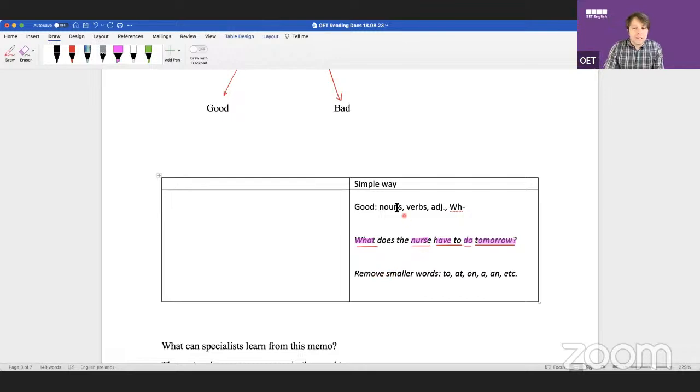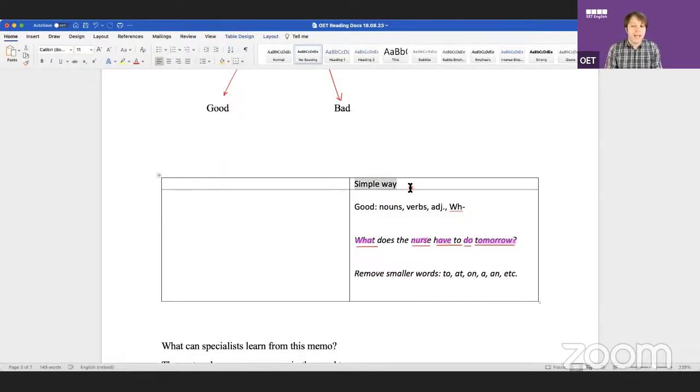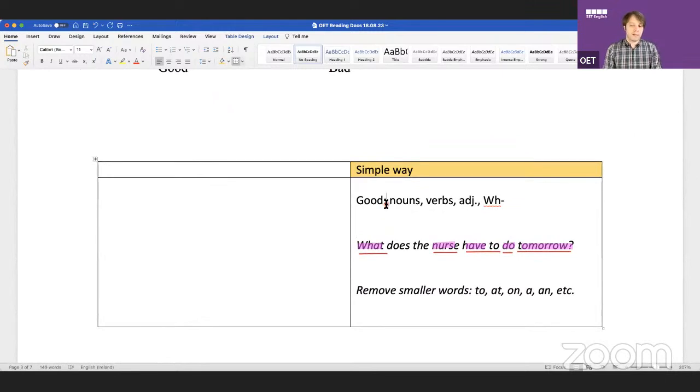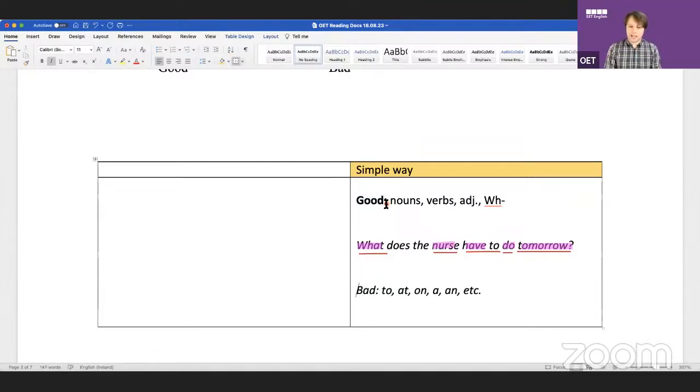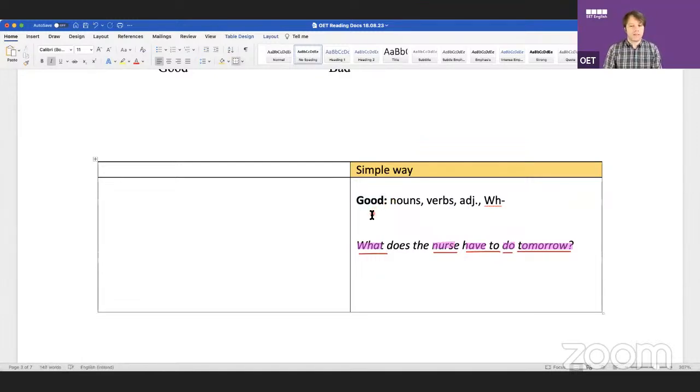Okay, so I'm going to stop here. Remember, guys, I'm talking about the simple way. This is a way you can do this if you're not that good at grammar. Does this make sense to everyone here? We can say leave out at, on, in, the. Does that make sense, everyone?